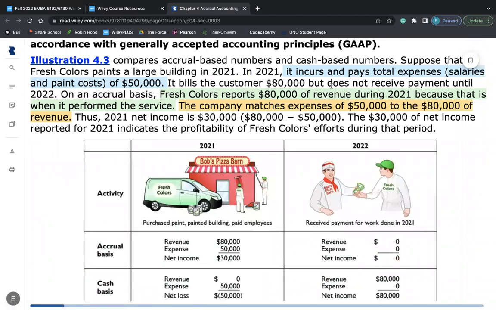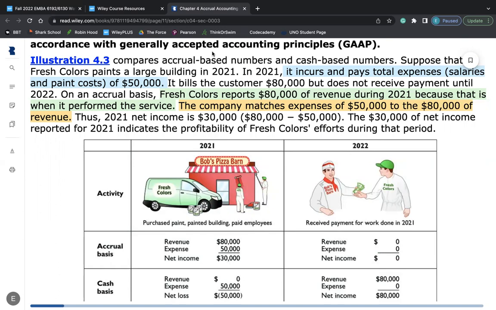It's pretty much an example of the cash basis for Fresh Color Paints. In 2021, Fresh Color Paints incurs and pays total expenses and salaries of $50,000. It bills the customer $80,000, but does not receive payment until 2022. Fresh Color reports $80,000 of revenue in 2021 because that's when it performed the services. That's accrual. It performed the services, it recognized the $80,000.